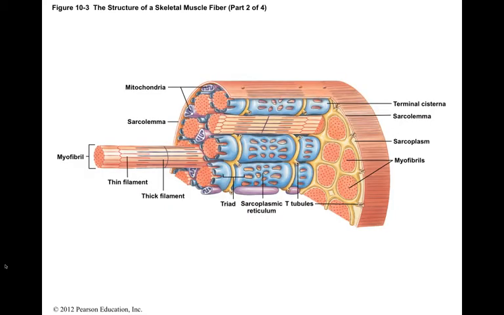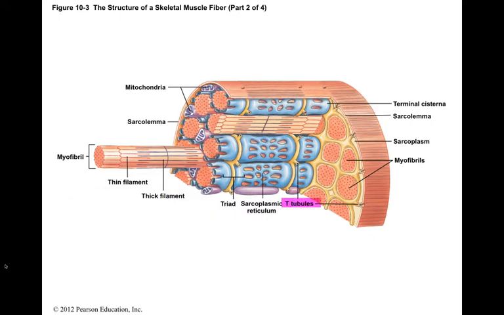Myofibrils consist of protein filaments called myofilaments. These myofilaments are either thin filaments composed primarily of actin or thick filaments composed primarily of myosin. The myofibrils are anchored to each end of the muscle fiber, which is connected to its tendon. As a result, when the myofibrils contract, the entire cell shortens and pulls on the tendon.